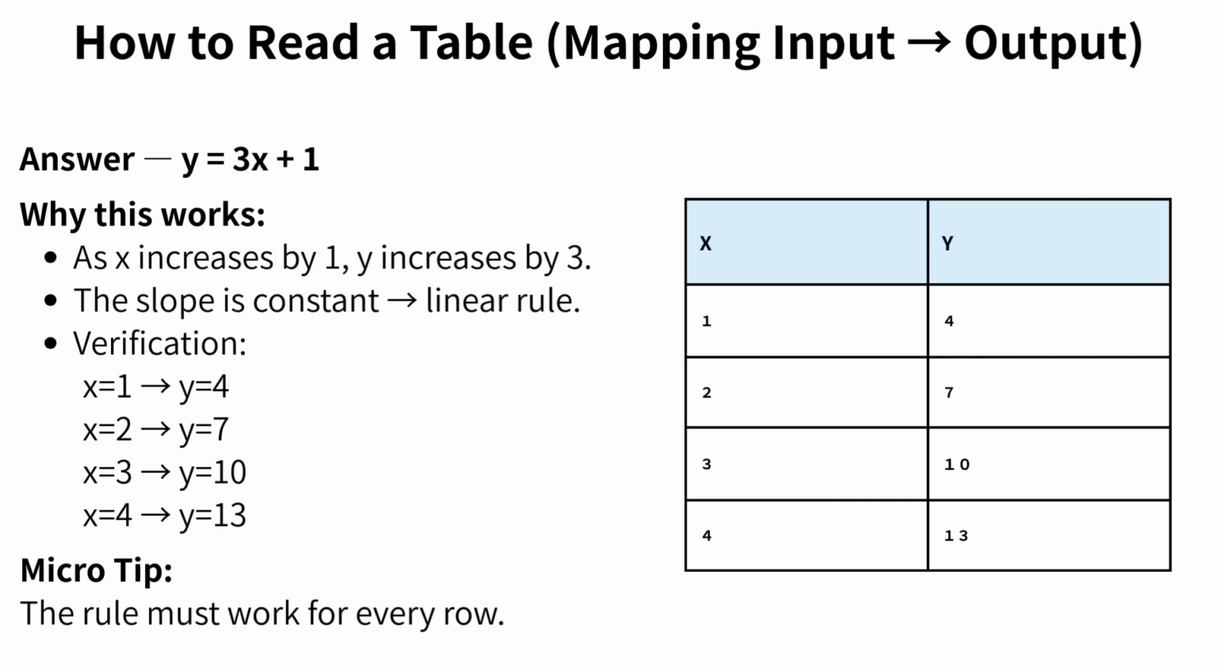Now let's verify the equation with each row. When x is 1, plugging into the rule gives y equals 3 times 1 plus 1 equals 4. When x is 2, y equals 3 times 2 plus 1 equals 7. For x equals 3, the rule gives y equals 10. And when x is 4, the output is 13. All rows follow the exact same rule, which confirms that y equals 3x plus 1 describes the relationship perfectly. A quick reminder. For any table, the equation must work for every row, not just one or two. Consistency is everything in SAT math data analysis.